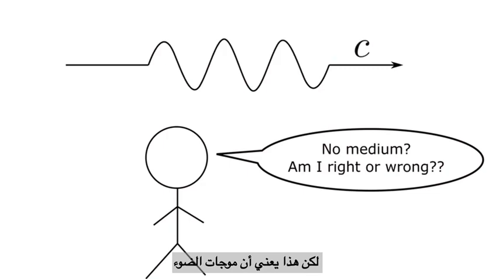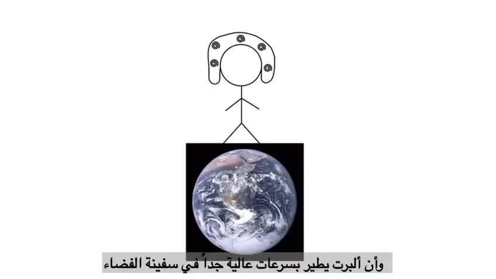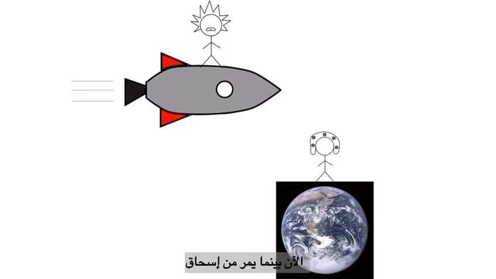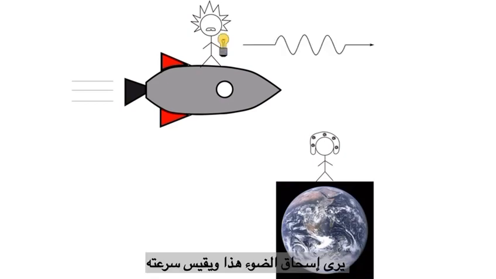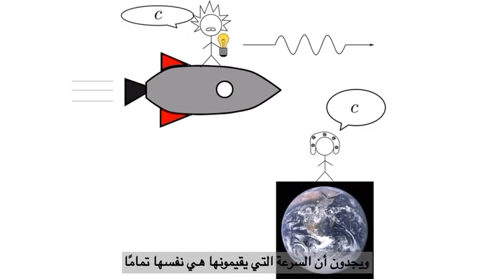But this means that waves of light had to move at the same speed in every reference frame. Let's take a second to digest this statement. Imagine Isaac is standing on a planet and Albert flies by at very fast speeds in a spaceship. Now, as he passes Isaac, Albert shoots a pulse of light past Isaac. Isaac sees this pulse of light and measures its velocity. At the same time, Albert measures the velocity of the light, and they find that the velocity they measure is exactly the same, despite the fact that Albert is moving relative to Isaac.